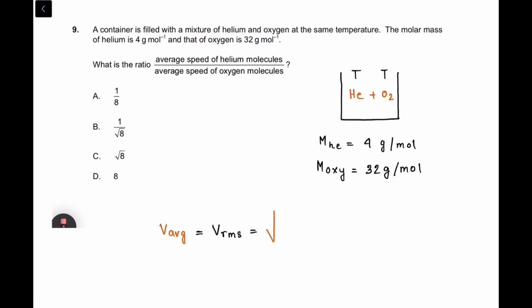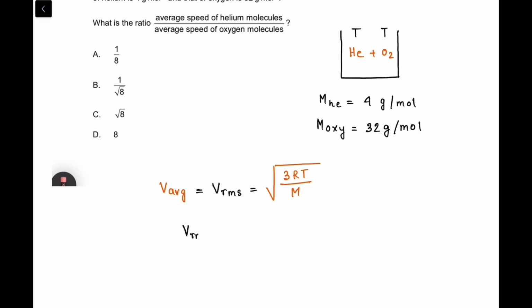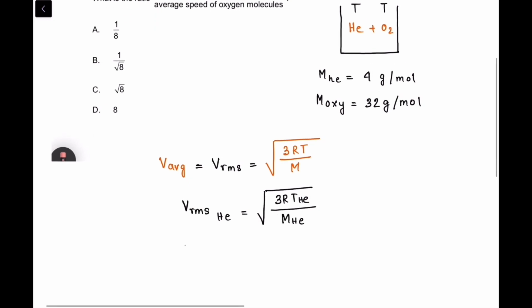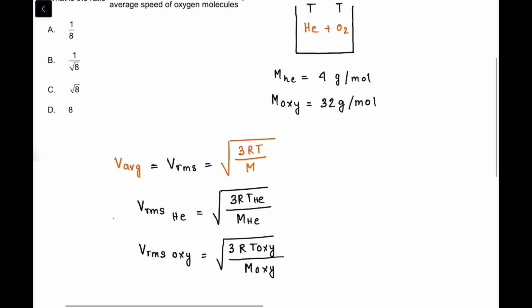Vrms is calculated by root over of 3RT by M, right? Where T is temperature, M is molar mass. So over here, the RMS speed, that is the average speed of helium molecule, would be equal to root over of 3RT of helium divided by the molar mass of helium. Again, the RMS speed of oxygen would be given as under root of 3RT of oxygen divided by molar mass of oxygen.